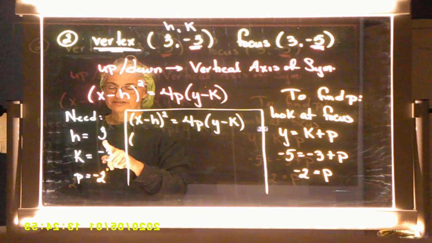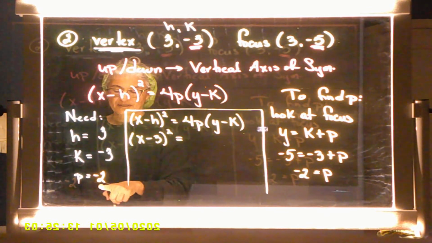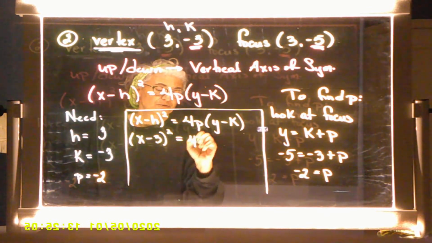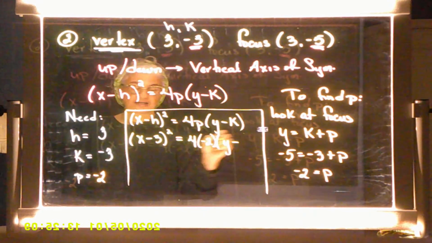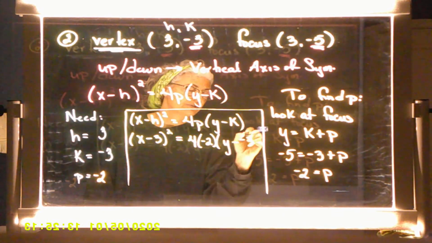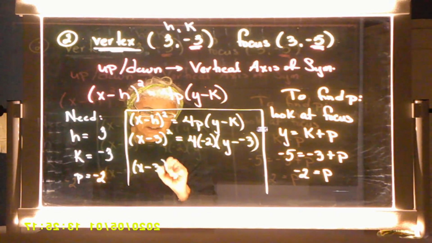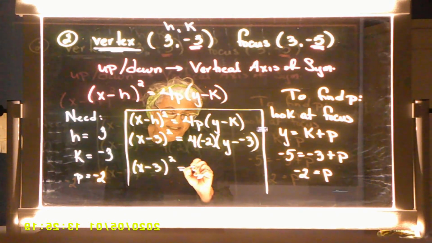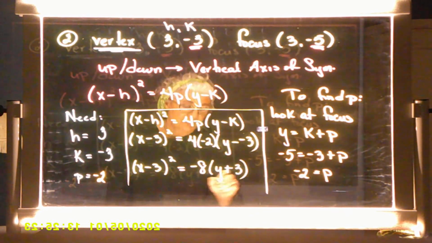H was 3, so I have x minus 3 being squared. P was -2, so 4 times -2. And the parentheses of y minus k, and k is, good, -3. So we end up with the parentheses of x minus 3 squared equals -8 times y plus 3.